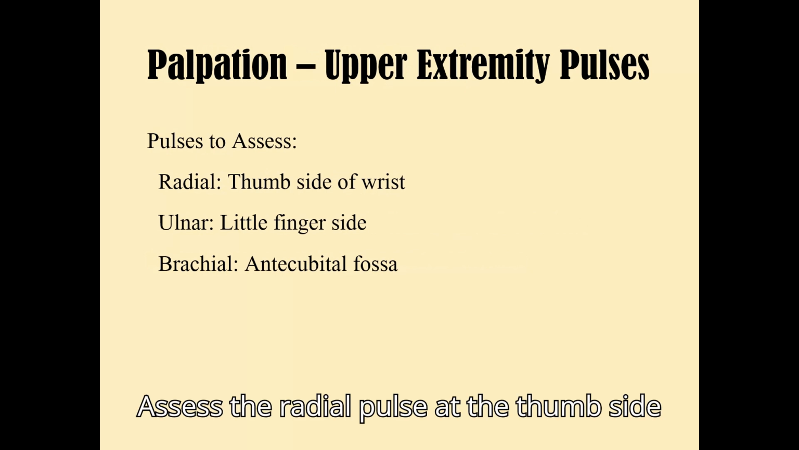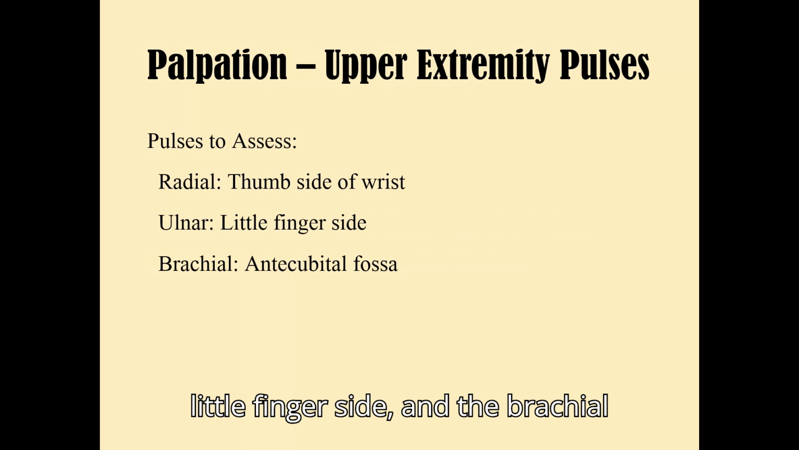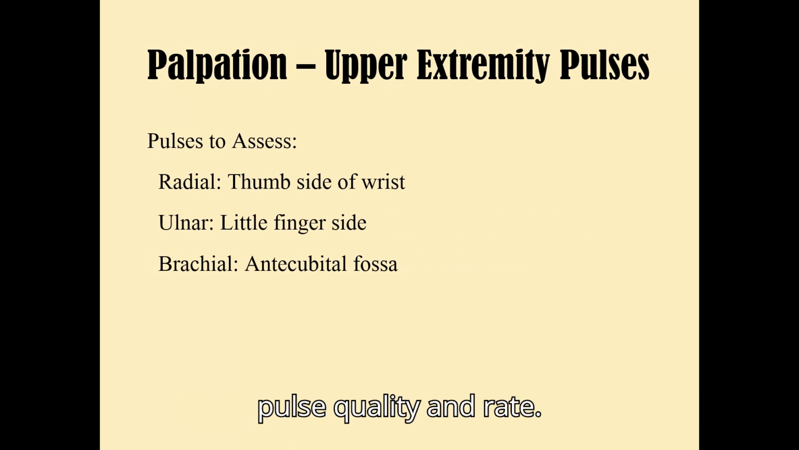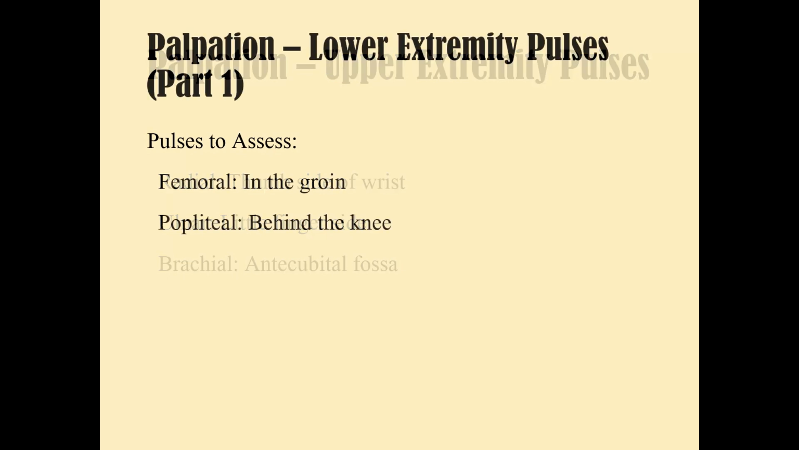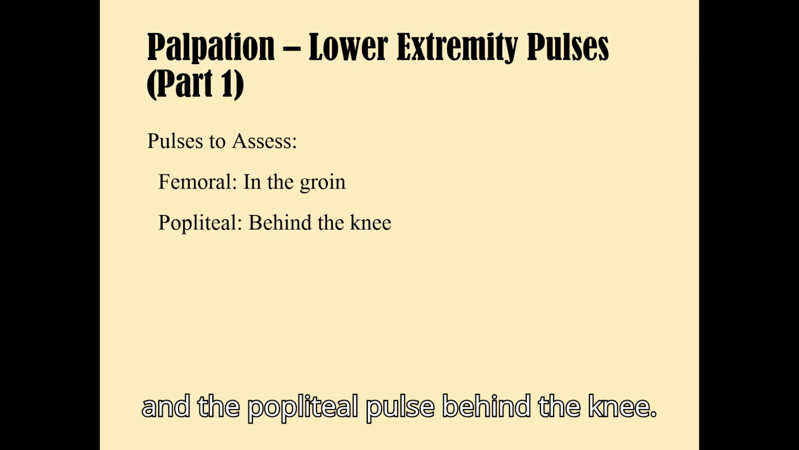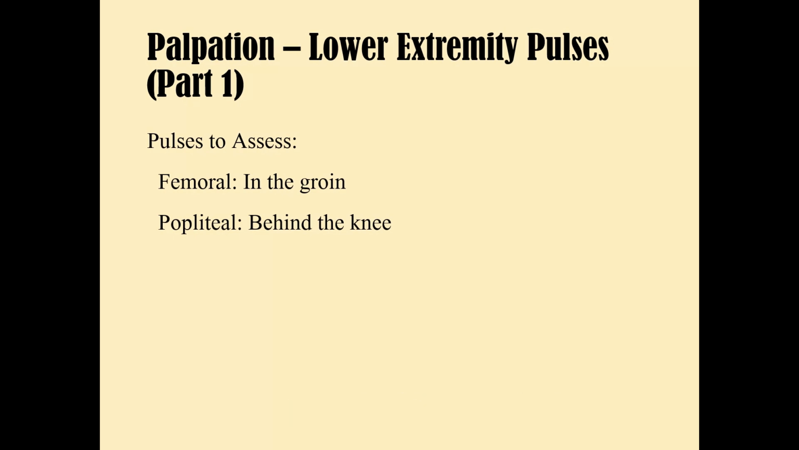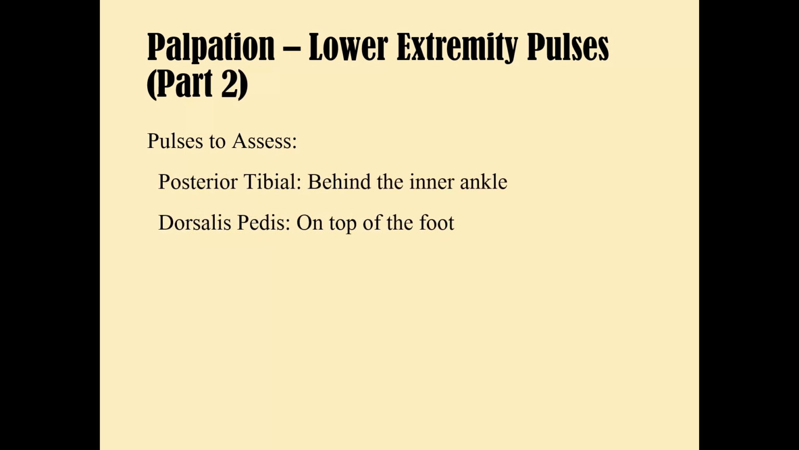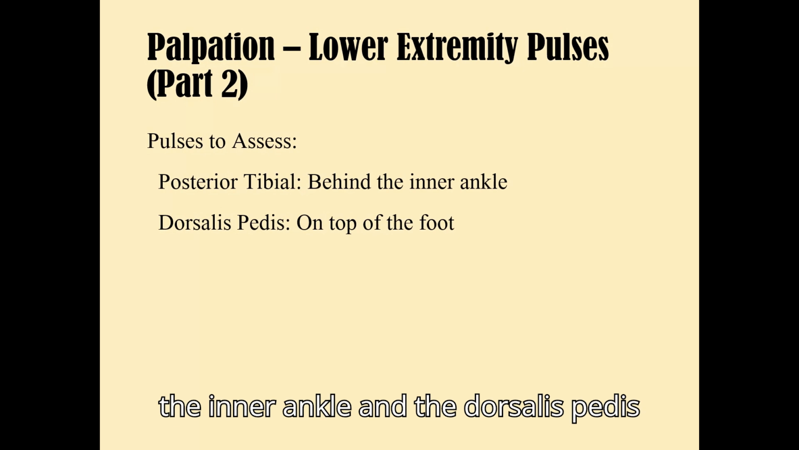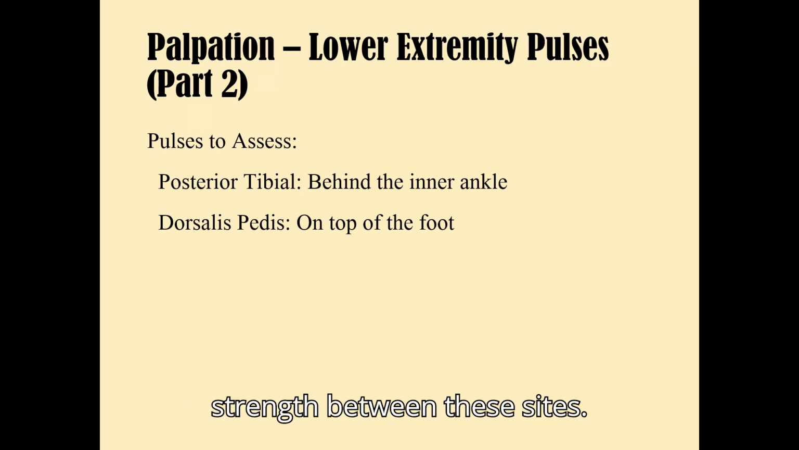Assess the radial pulse at the thumb side of the wrist, the ulnar pulse at the little finger side, and the brachial pulse in the antecubital fossa, recording pulse quality and rate. Palpate the femoral pulse in the groin and the popliteal pulse behind the knee, evaluating arterial flow to the lower limbs. Assess the posterior tibial pulse behind the inner ankle and the dorsalis pedis pulse on top of the foot, comparing pulse strength between these sites.